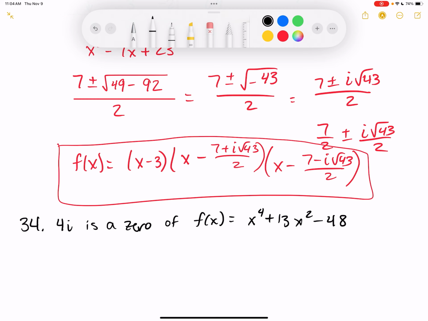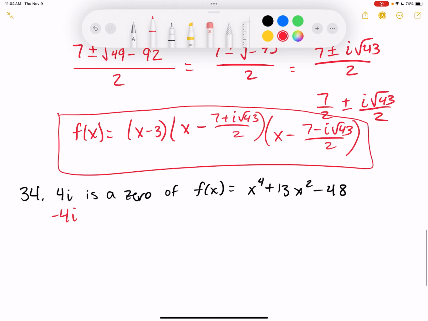But I know that if 4i is a zero, what must also be true? Negative 4i must also be one. So I'm going to use both of those to check, which will get me down to a squared function, which hopefully will be something that I can factor. And if it's not, then hopefully it'll be something that will be easy with the quadratic formula. So I'm going to start with positive 4i since that's the one they gave me.